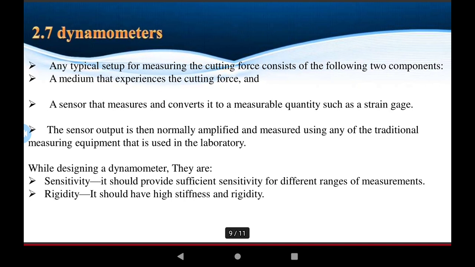A dynamometer typically used for the measurement of the cutting forces consists of the following components: a medium that experiences the cutting forces, a sensor that also performs as a converter into measurable quantities such as a strain gauge, and the sensor output is normally applied to additional stages of the system. The dynamometer measures the cutting velocity and the cutting force; the equipment is used in the laboratory.